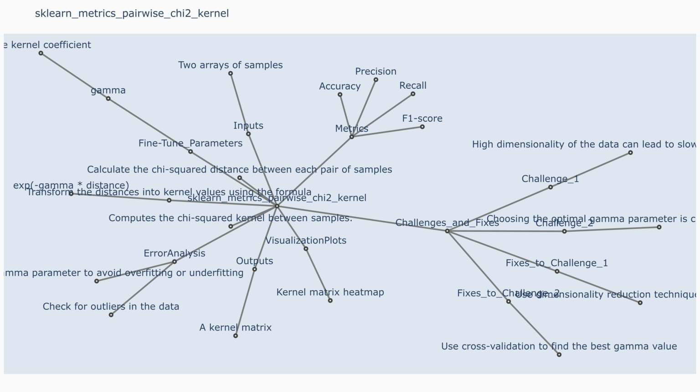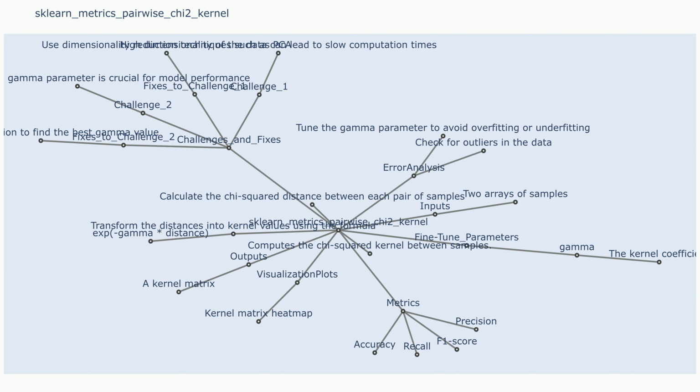sklearn.metrics.pairwise.chi2_kernel. Description: the chi-squared kernel is a popular choice in computer vision, particularly for image classification tasks. It measures the similarity between two histograms based on the chi-squared distance.